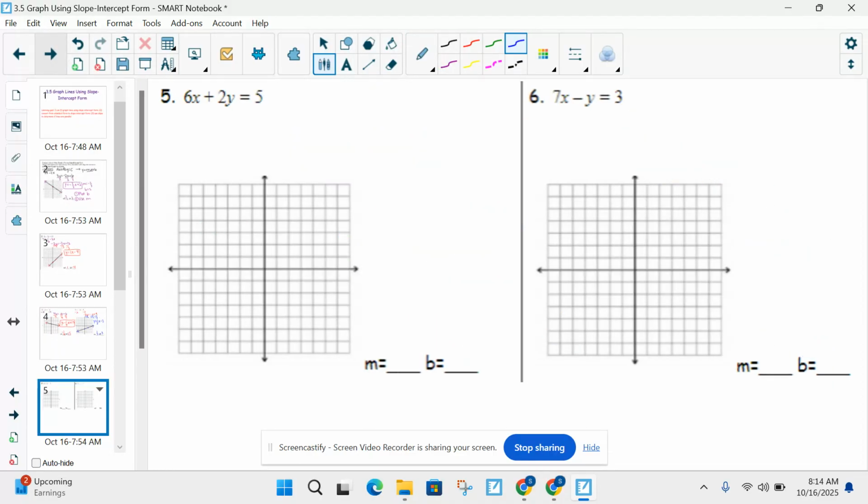So I'm going to give you a minute to try number 6, and then you will tell me what the equation will be. So the equation ends up being 7x minus 3, because you subtract the 7x over, but since you divide by -1, the signs get flipped and it becomes positive 7x minus 3.